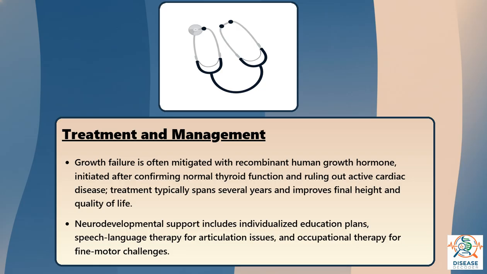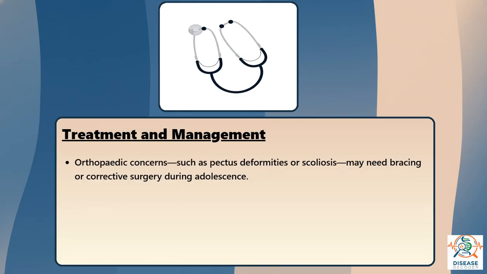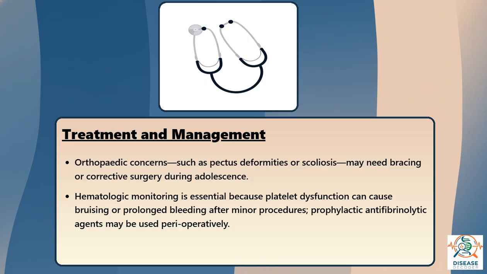Neurodevelopmental support includes individualized education plans, speech-language therapy for articulation issues, and occupational therapy for fine motor challenges. Orthopedic concerns, such as pectus deformities or scoliosis, may need bracing or corrective surgery during adolescence. Hematologic monitoring is essential because platelet dysfunction can cause bruising or prolonged bleeding after minor procedures. Prophylactic antifibrinolytic agents may be used perioperatively.